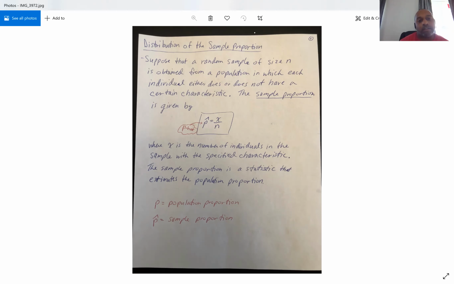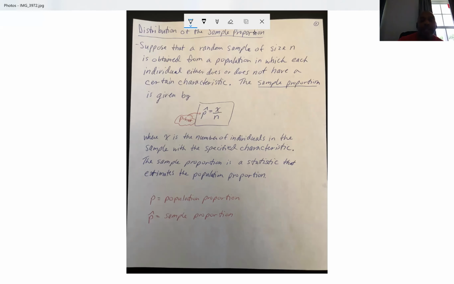The title of this section is distribution of the sample proportion. Suppose that a random sample of size n is obtained from a population in which each individual either does or does not have a certain characteristic. The sample proportion is given by p hat, a triangle without a third side is considered a hat. You'll calculate that by doing x over n, where x is the number of individuals that have a certain characteristic, and n, of course, is your sample size.